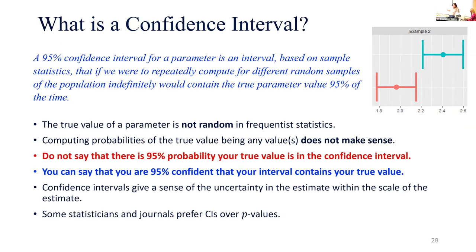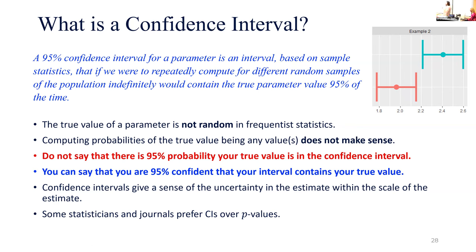Now, while we're on the subject, what is a confidence interval? Again, confidence intervals like p-values are often misquoted or misstated. This is kind of a technical explanation, but a 95% confidence interval for a parameter is an interval based on the sample statistics that, if we were to repeatedly compute for different random samples, so if I was to run the experiment multiple times and compute the interval each time, would contain the true parameter 95% of the time. Okay? So if I did an experiment, got a sample, computed the interval, and did it again, and again, 100 times, we would expect 95 times it would actually contain the true parameter I'm talking about.